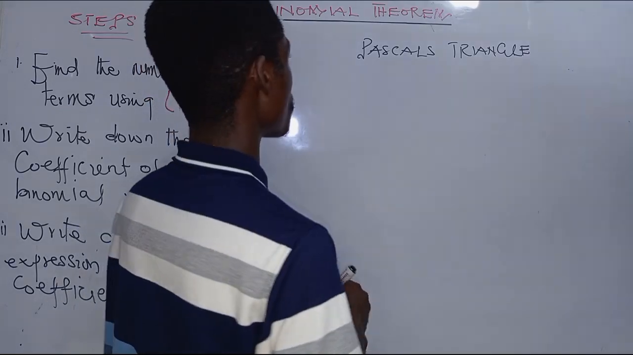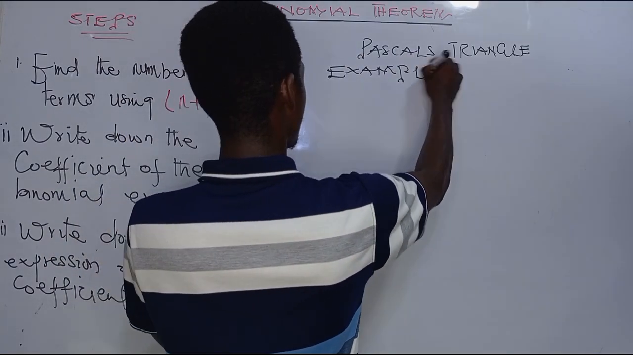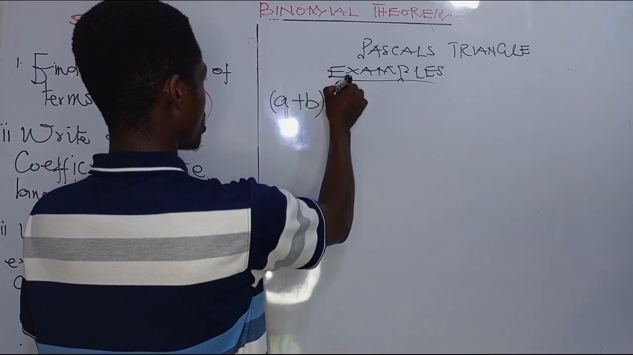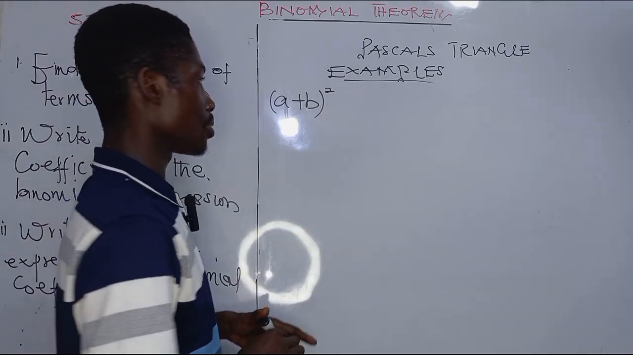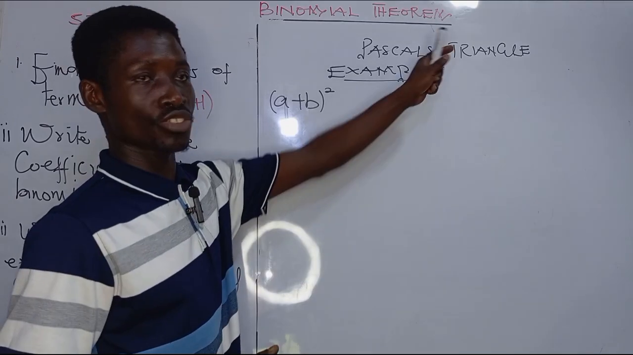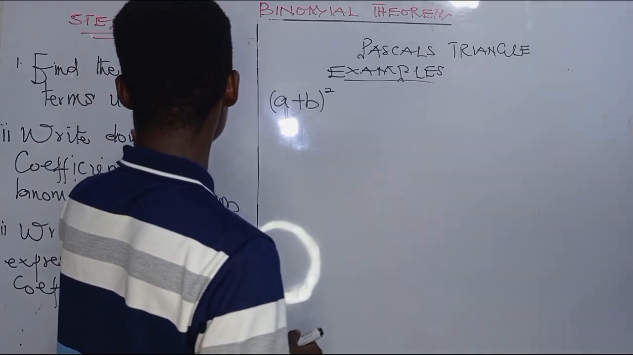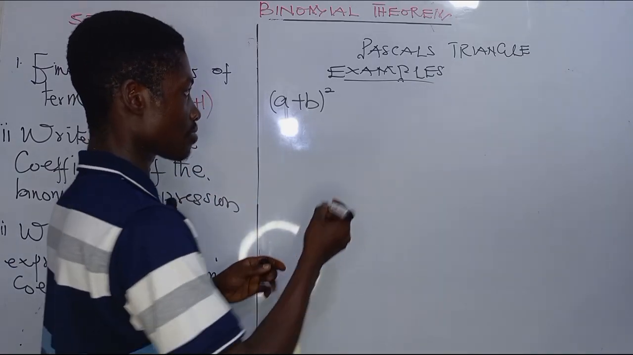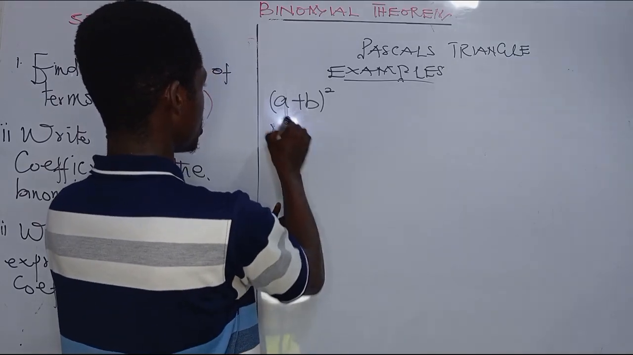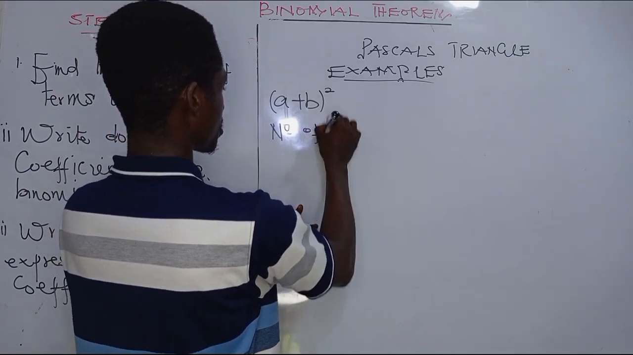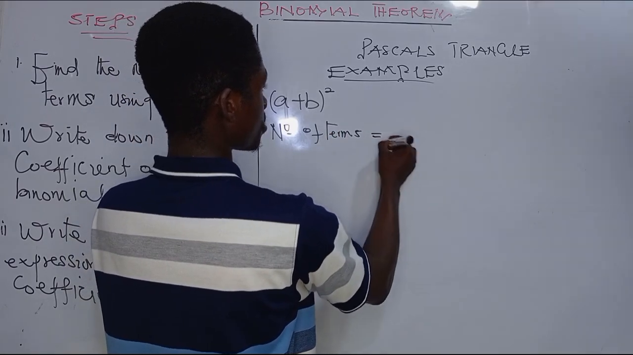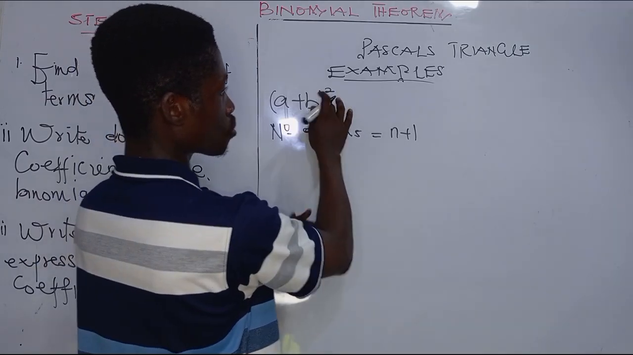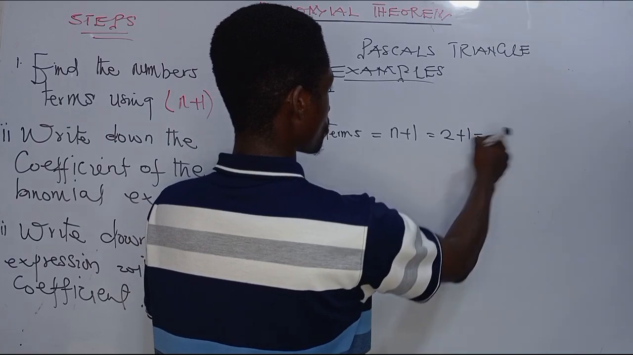So we are going to take examples. We have a plus b raised to the power 2. We want to expand this using the Pascal's triangle. Now the first step is to find out the number of terms using the formula n plus 1. So we have the number of terms, n plus 1, where n is the power of the binomial expression. So we have 2 plus 1, and that's going to give us what?